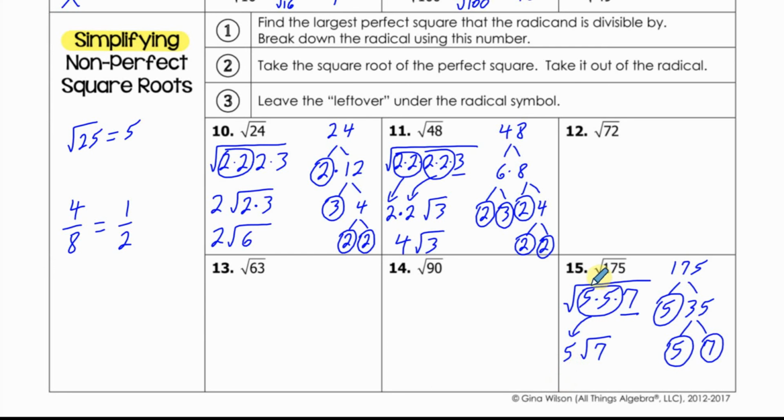Again, if you type square root of 175 and you get a decimal answer, this needs to give you the same decimal answer. If it doesn't, you have done something wrong, right?